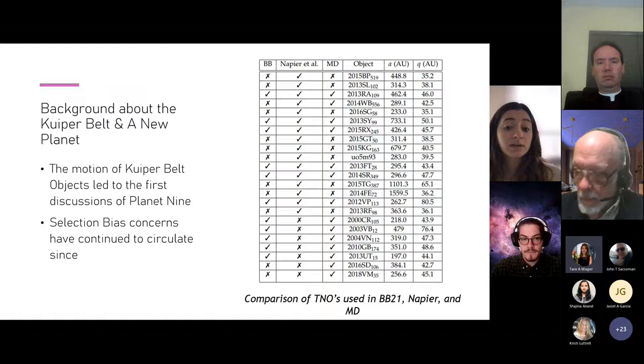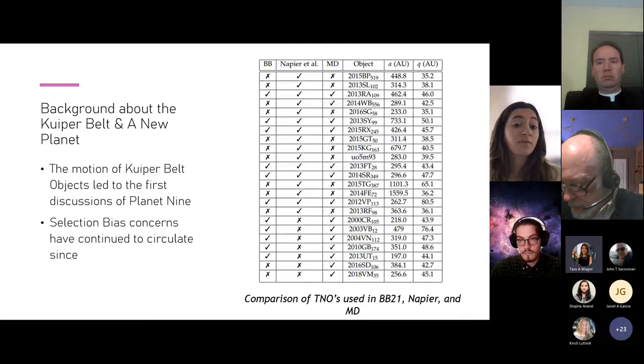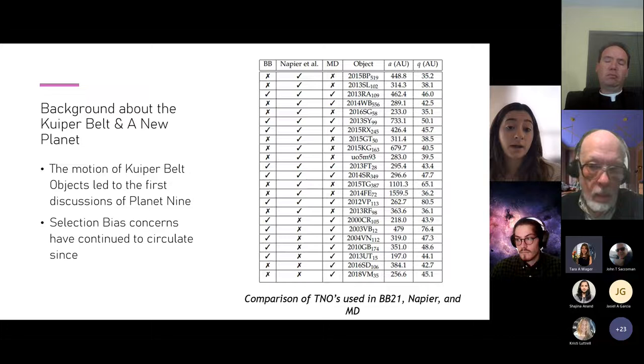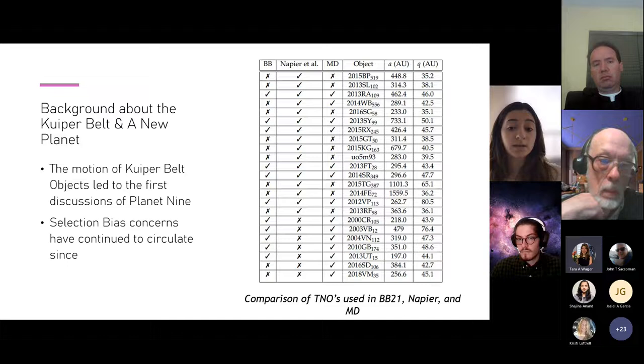So the Outer Solar System Origins Survey, with the objective of determining observational biases from a sample, discovered more than 800 trans-Neptunian objects, or TNOs. Then in 2019, Batygin and Brown published another paper that addressed the observational biases in longitude of the perihelion and orbital pole in a comparison to the OSSOS survey. However, selection bias concerns have continued to circulate since. So in early 2021, Napier et al.